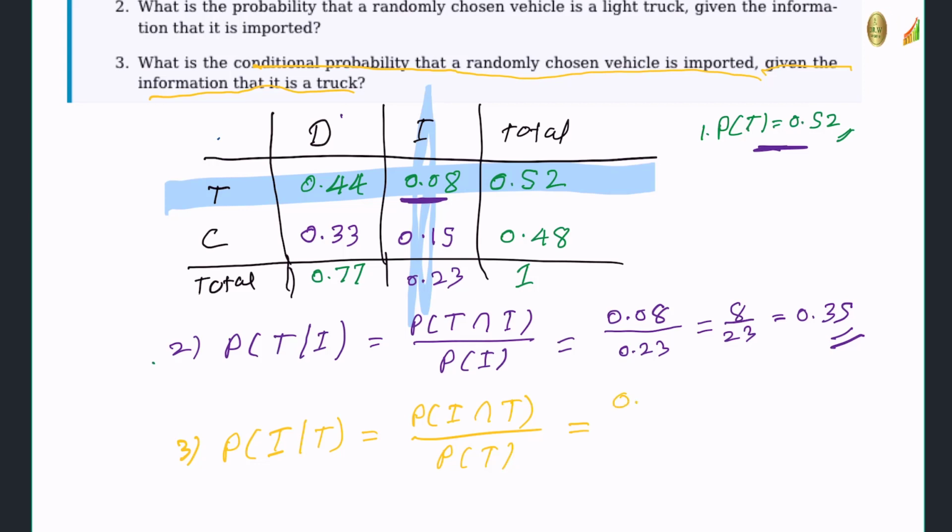So we can write 0.08 divided by the next one, probability of T. How do we find the probability of T? It means probability of truck, right? So this is the T. Total is here, 0.52. Therefore, you can write probability of T is 0.52. So then we can simplify this to 2 over 13. This is 0.6667.